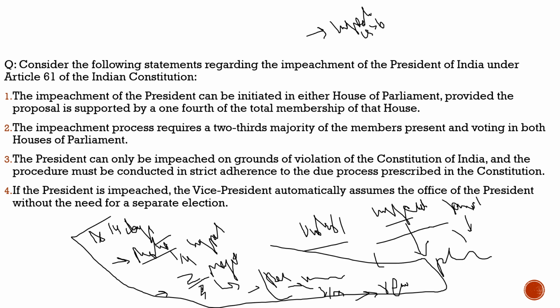To recap: 14 days' notice is given to him before the motion is moved. Then this motion should be supported by one fourth of the total members of the house. Then it should be voted and win by a two-thirds majority in the house. Then when it goes for investigation in the other house, it should stand with a two-thirds majority there also.